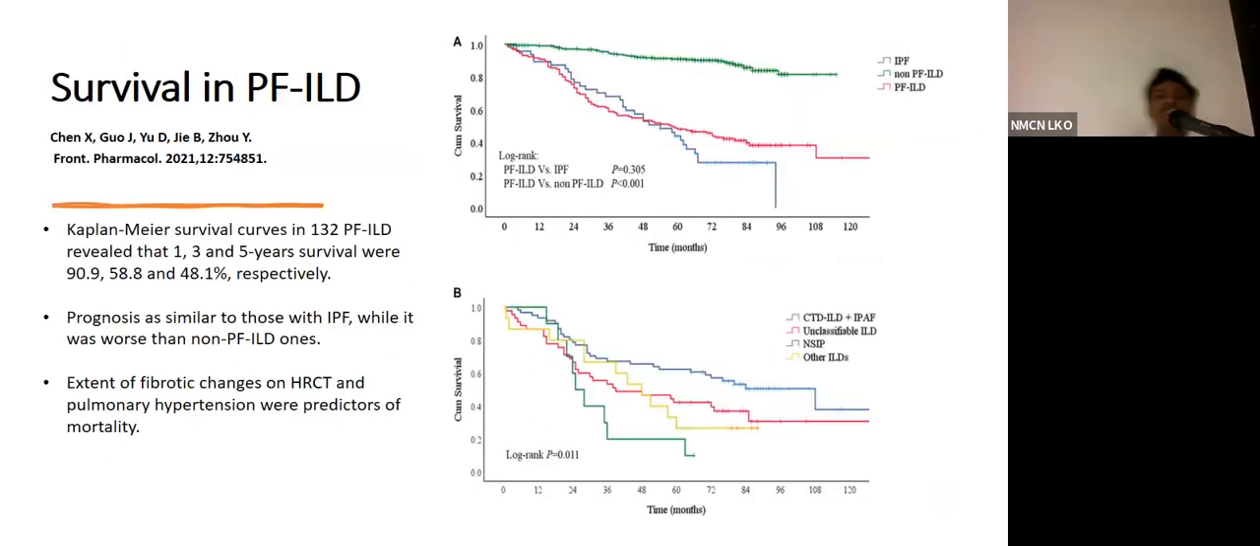Now, a study by Chen et al. shows the survival of PF-ILD in a Kaplan-Meier curve of 132 patients. It reveals that 1, 3, and 5-year survival was around 90.9%, 59%, and 49% respectively. Prognosis was found to be similar to that of IPF patients, while it was worse than non-IPF PF-ILD cases. The extent of fibrotic changes on HRCT chest and pulmonary artery hypertension were found to be the two important predictors for mortality assessment.